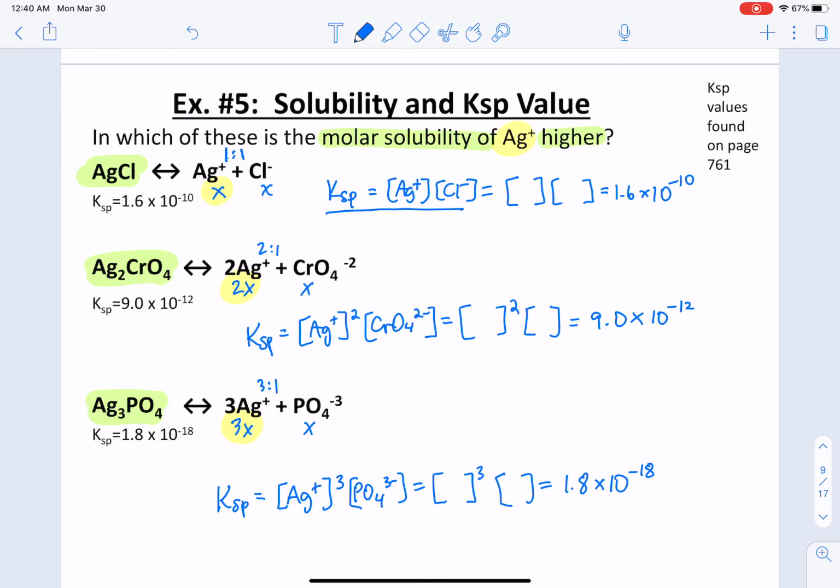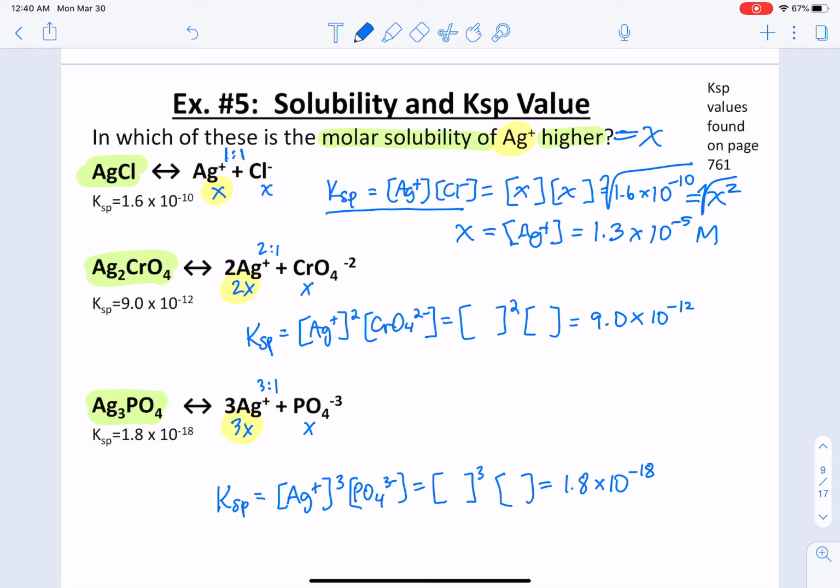Here I've plugged in the Ksp. Silver ion is represented by x, chloride is represented by x, and the Ksp value, 1.6 times 10 to the negative 10, would be equal to x squared. So in order to solve for x, which is our molar solubility of silver here, I want to take the square root of both sides. And so x, which is the concentration of silver ions, is equal to the square root of 1.6 times 10 to the negative 10, and that value that I calculated earlier is 1.3 times 10 to the negative 5 moles per liter.